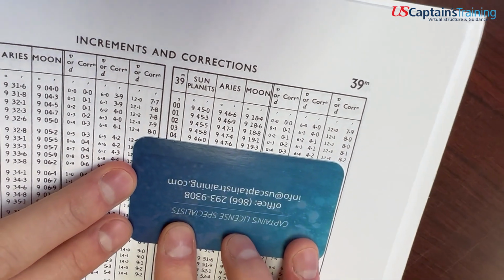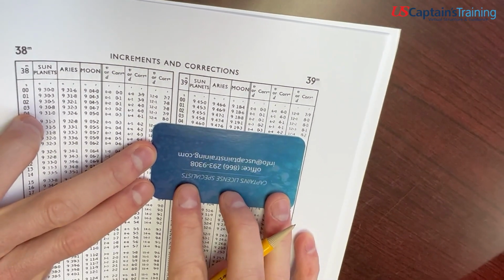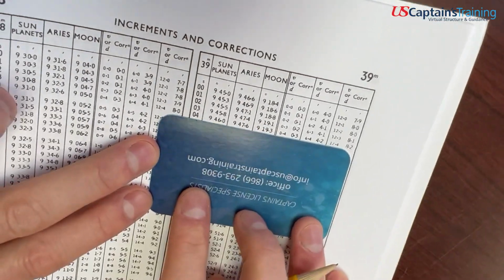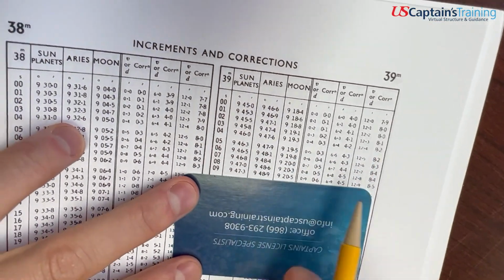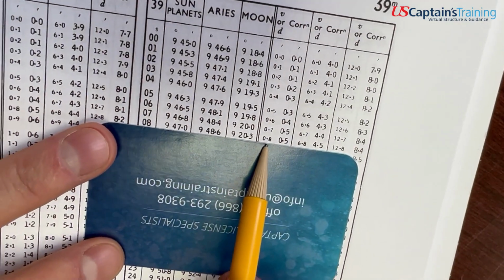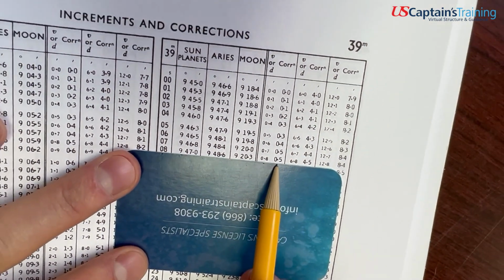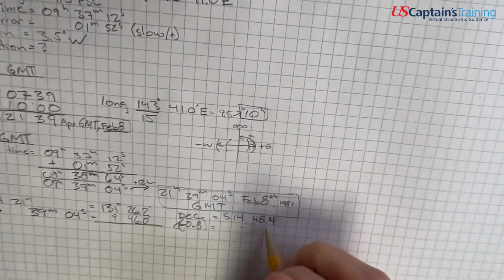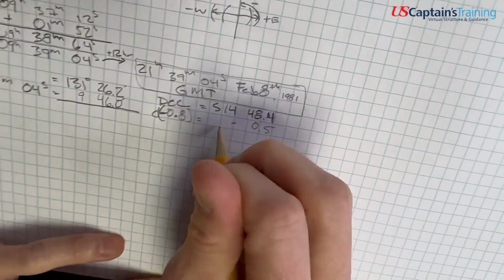It's worth double checking this stuff. If you mess it up, you just kind of got to start over. Okay, and our D correction is 0.8. Here's the D correction, 0.8 right here. 0.5 is what we use. So minus 0.5.